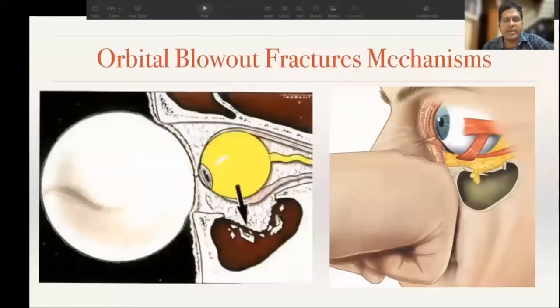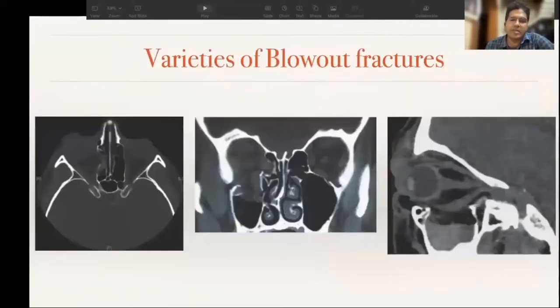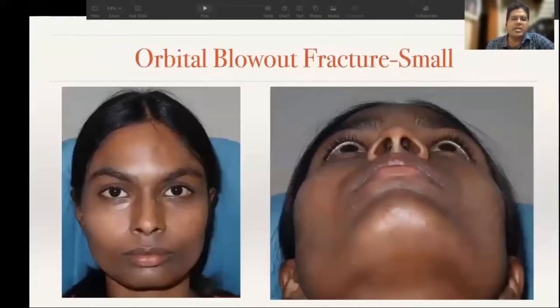Blowout fractures have two main mechanisms. One is direct impact to the globe, where the intraorbital pressure increases and there's a giveaway of the floor of the orbit. Another is when there is a direct impact on the rim of the orbit, where there's a buckling in of the orbital floor. There are various varieties of blowout fractures. The medial wall can be involved, the floor can be involved in isolation, or both the floor and the medial wall can be involved in combination as well.